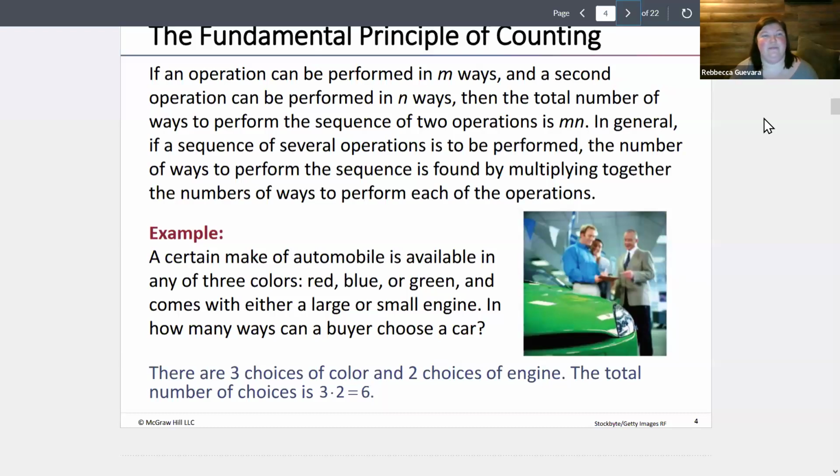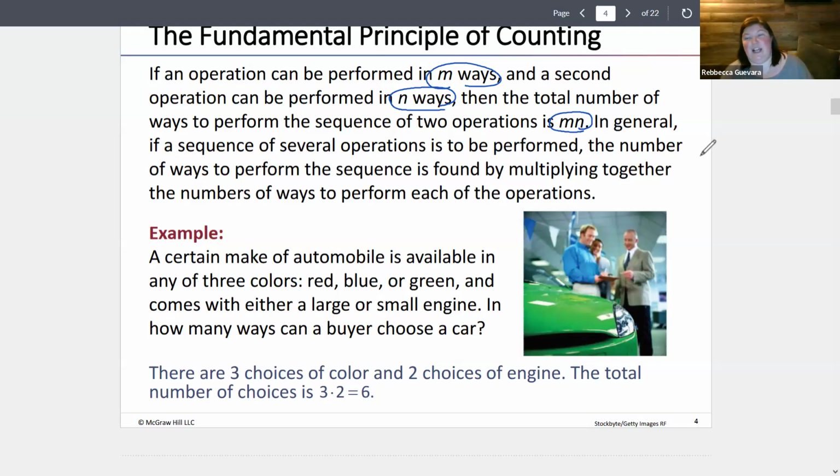So if an operation can be performed m ways, and a second operation could be done n ways, then the total number of ways to perform the sequence of 2 operations is m times n. In general, if a sequence of several operations is to be performed, the number of ways to perform the sequence is found by multiplying together the number of ways in which each operation occurs.